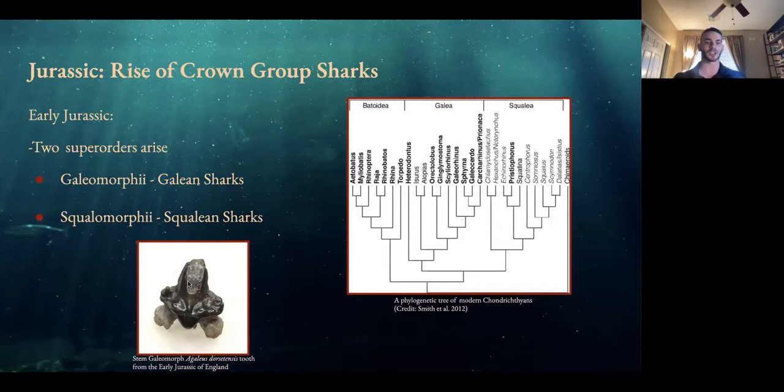Down here is a stem galeomorph, Agaleus dorsetensis. This is from the early Jurassic of England, and this is one of my favorite shark species, just a really strange animal.